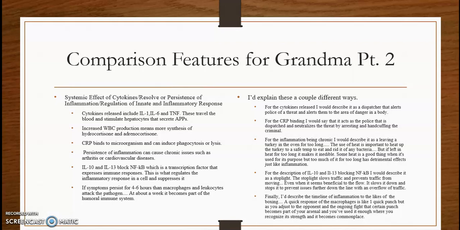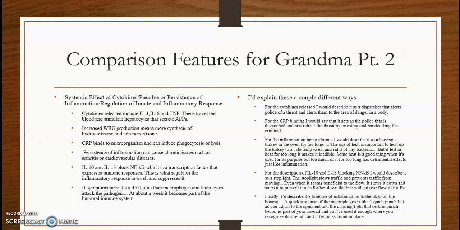For the description of IL-10 and IL-13 blocking NF-κB, I would describe it as a stoplight. A stoplight slows traffic and prevents traffic from moving. Even when it seems beneficial to the flow, it slows it down and stops it to prevent further issues down the line with an overflow of traffic.